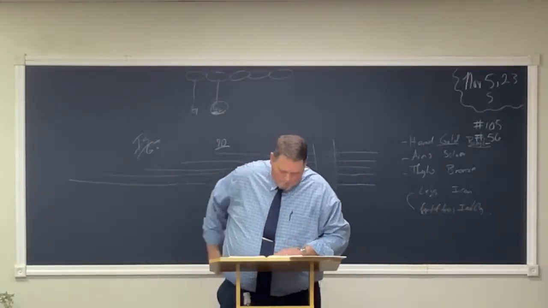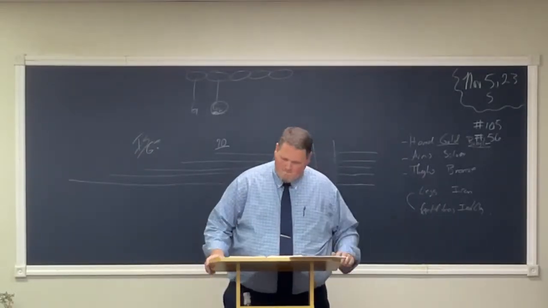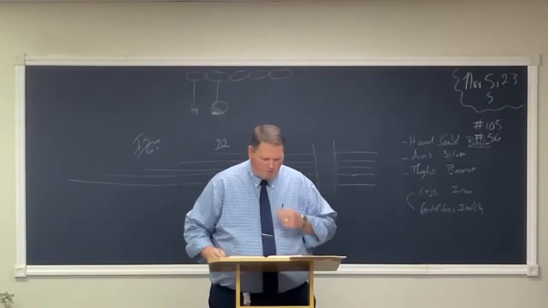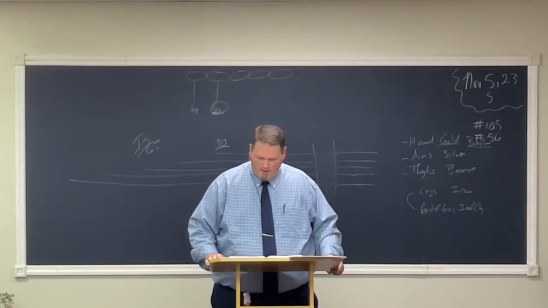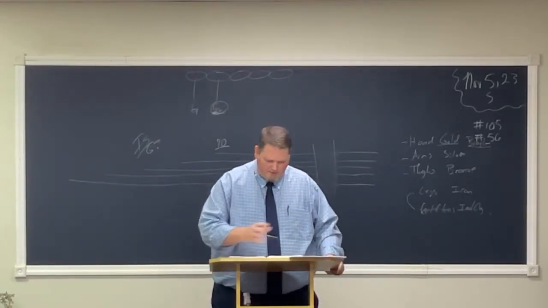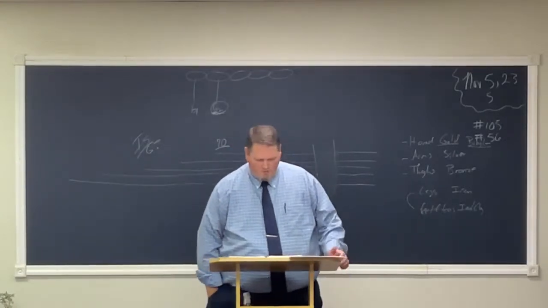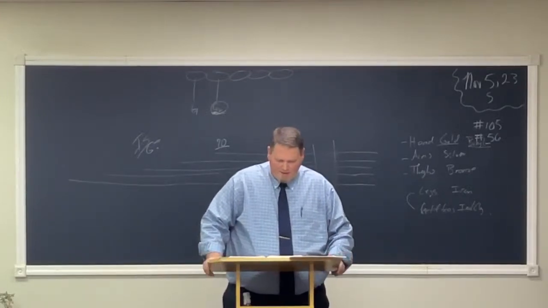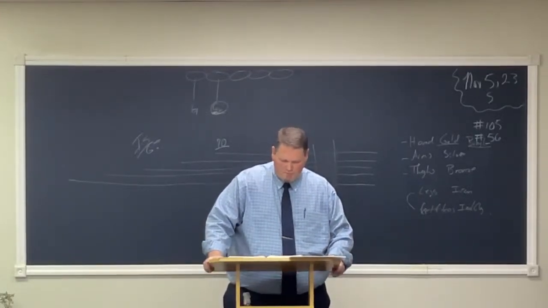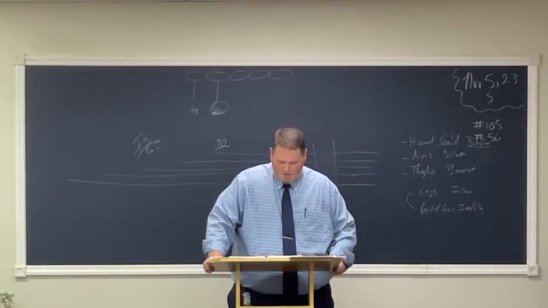Go to chapter 3 real quick. Daniel chapter 3. And I just want us to notice some things and we'll back up. Notice Daniel chapter 3, verse 1. Nebuchadnezzar, the king, made an image of gold, whose height was 60 cubits, and the breadth thereof 6 cubits. He set it up in the plain of Dura, in the province of Babylon.